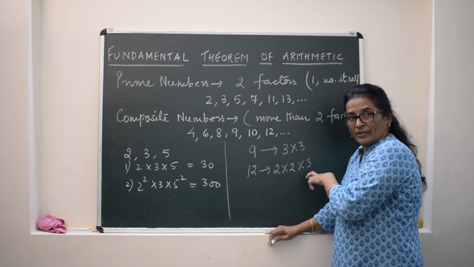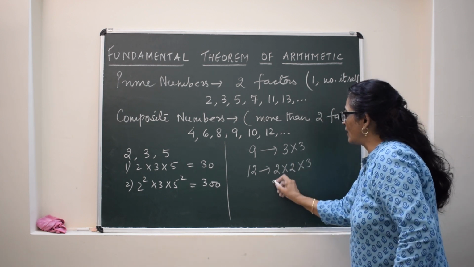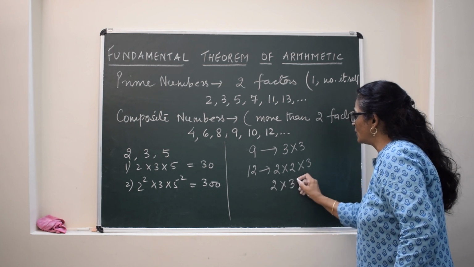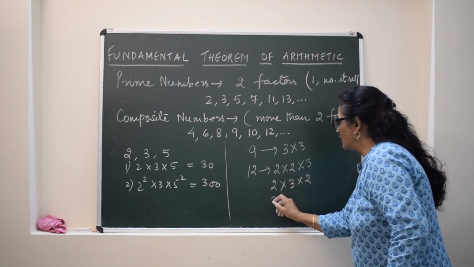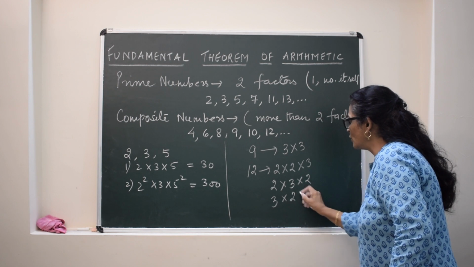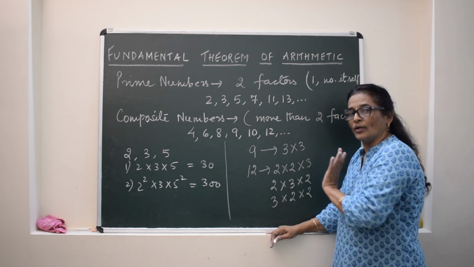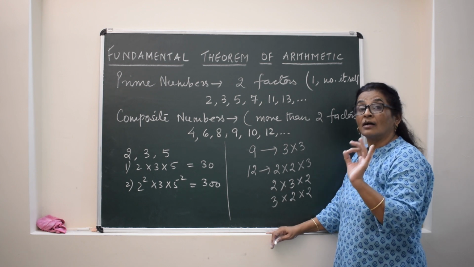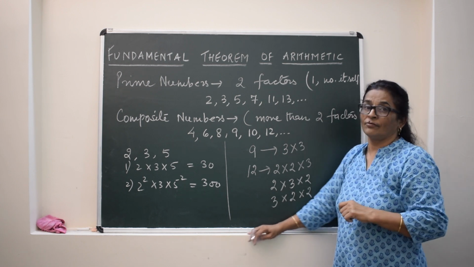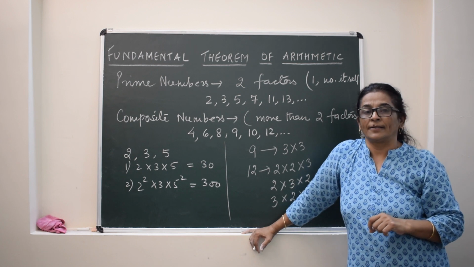Maybe the order is different. For example, I can write this as 2 into 3 into 2 or 3 into 2 into 2. Clear? What is different? The order. But the prime factors are the same. So this is the fundamental theorem of arithmetic.